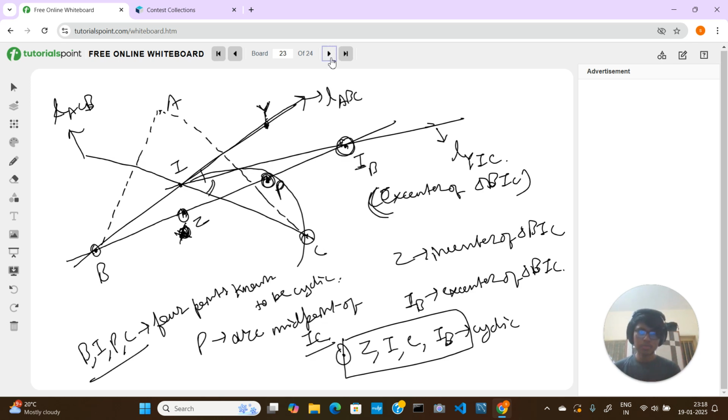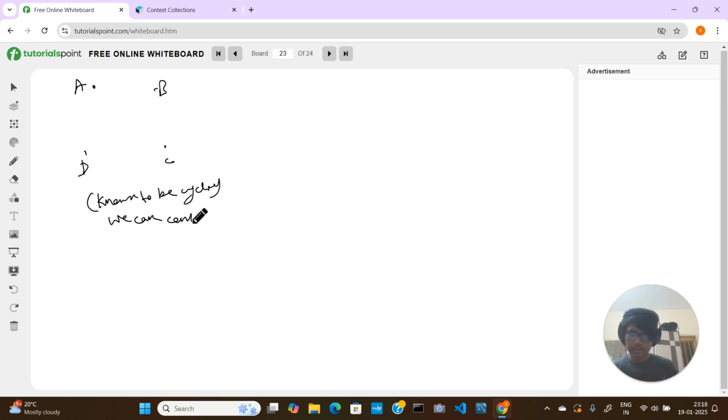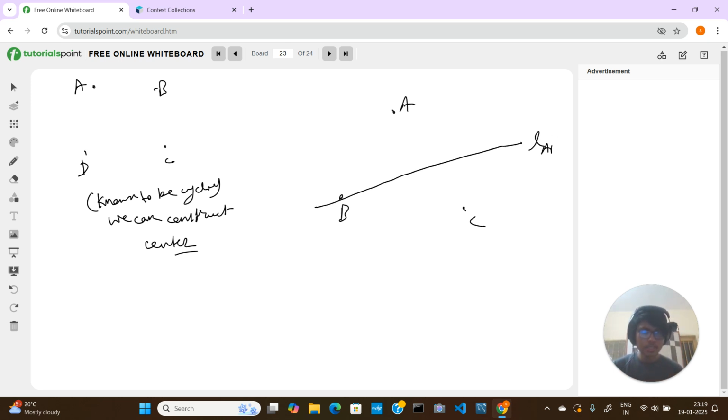So let's have a quick summary of the problem. First we proved that given 4 points A, B, C and D, which are known to be cyclic, we can construct the center. Then, given 3 points A, B, C, we wanted to find the midpoint of arc BC. We constructed the bisector of angle ABC and the bisector of angle ACB. Then we constructed a point Y on this bisector of ABC.